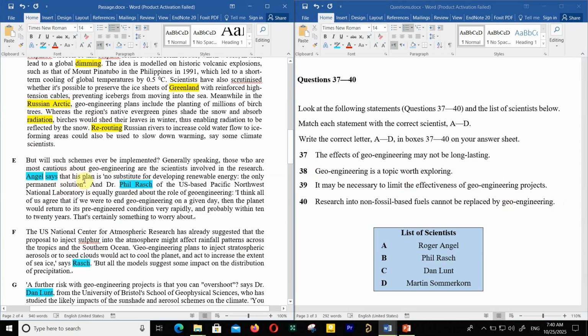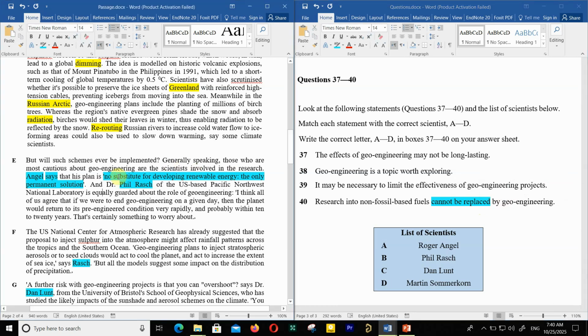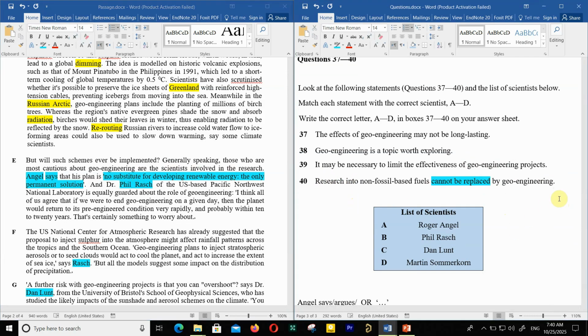Angel says that his plan is no substitute for developing renewable energy, the only permanent solution. So, this is the sentence. And here it says that research into non-fossil based fuels cannot be replaced. No substitute, cannot be replaced. This is a great paraphrasing by geoengineering. So for 40, I'm going to write A in my answer sheet. Be careful. A for this one, for 40.